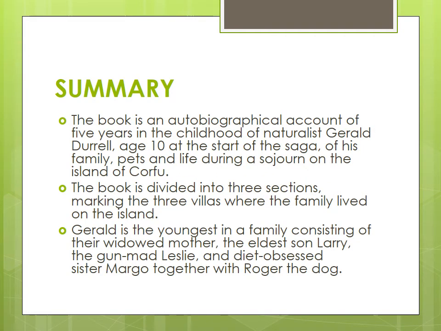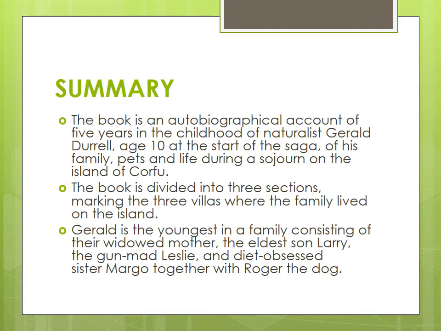Okay, the summary of the novel. I just told you it's an autobiographical account of the writer Gerald Durrell. He was 10 years old when he had to leave his homeland and come to this island of Corfu with his family and a pet dog. The book is divided into 3 sections. The first one is living in the 3 different villas where they are on that island and how they survived over there and the experiences that they all shared.